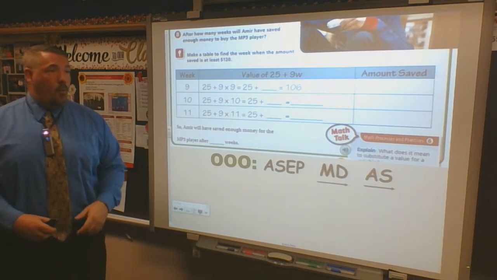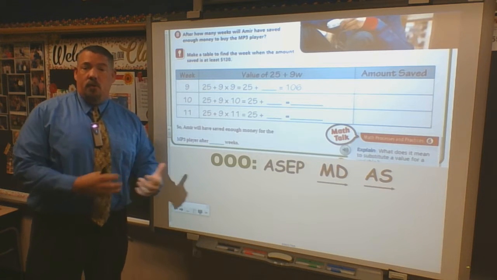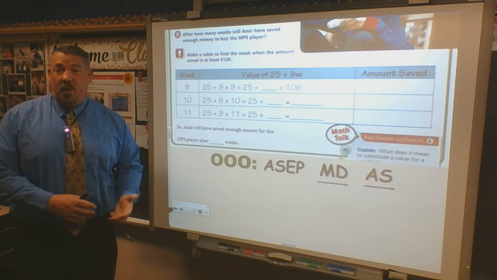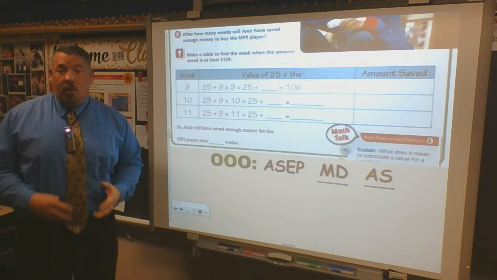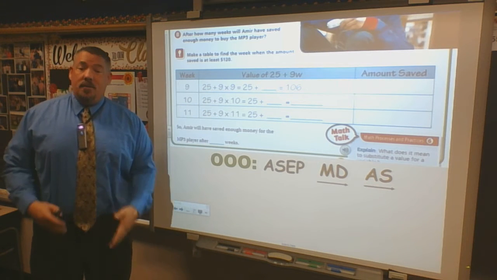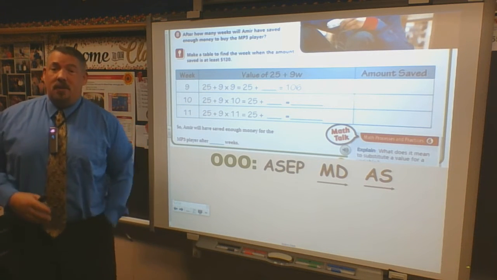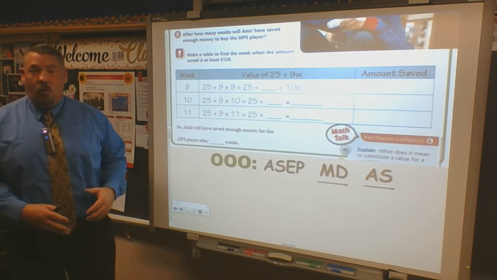So below here, then, we have a chart. And it says, well, let's continue to fill out that information and follow those steps until I know how many weeks he has to work, so he has that $120. Remember, the expression always starts with 25 plus, because he has $25 in his pocket that's saved up, and then he's going to be saving $9 for every week that he works.